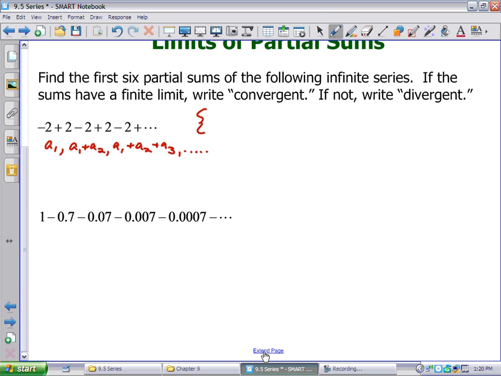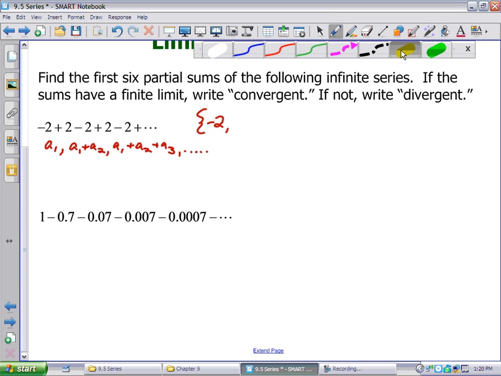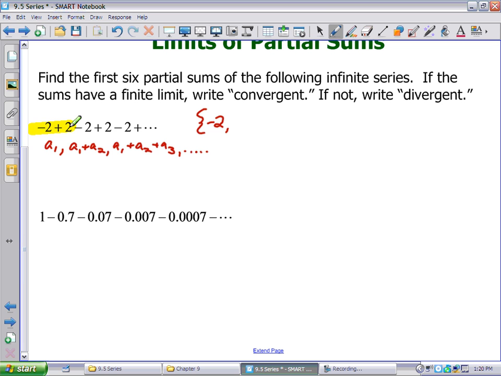Our a sub 1 is just negative 2, so our first partial sum is just negative 2. Our second partial sum, we're going to take a sub 1 plus a sub 2. So you get negative 2 plus 2. That's going to give us 0. Then I'm going to go a sub 1 plus a sub 2 plus a sub 3. So here I'm going to take the first 3 terms.